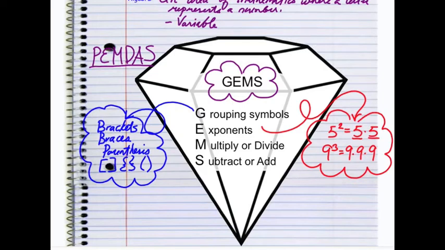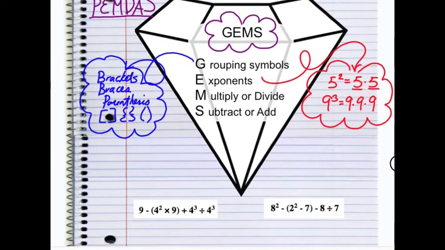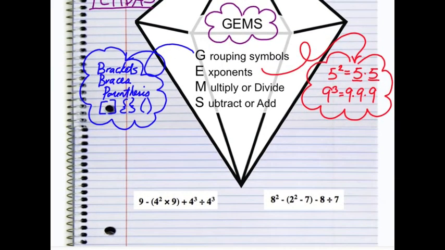Now sometimes this is confusing because exponents exist in your grouping symbols. So you don't want to ignore the exponents when they're inside grouping symbols, but you'll get a chance to try a couple and see how that works and what I'm talking about exactly.